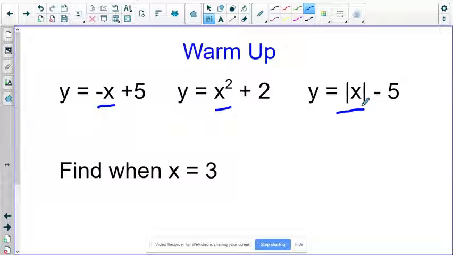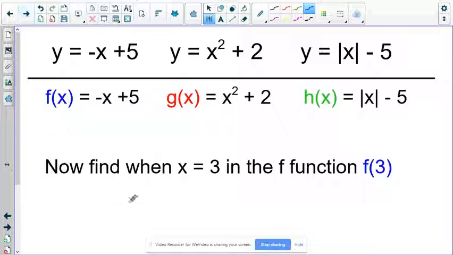But how do you know which equation I'm talking about? And you don't. That's my point: just saying find when x is 3, you don't know where you should put 3. And so that is the point of function notation. So function notation looks like this. Now I want you to find when x is 3, but I give you this, f of 3. That's how you read that.